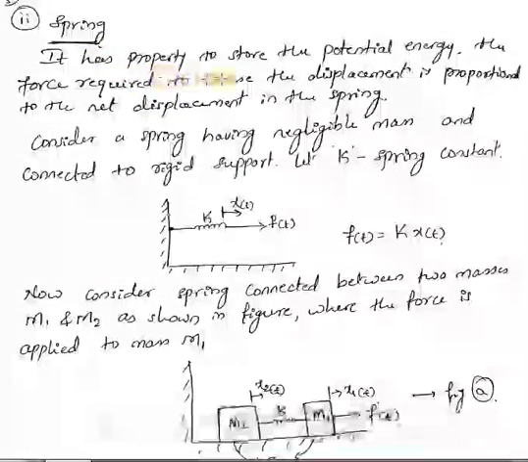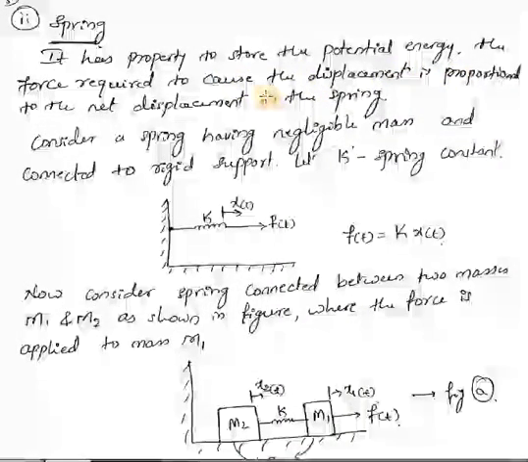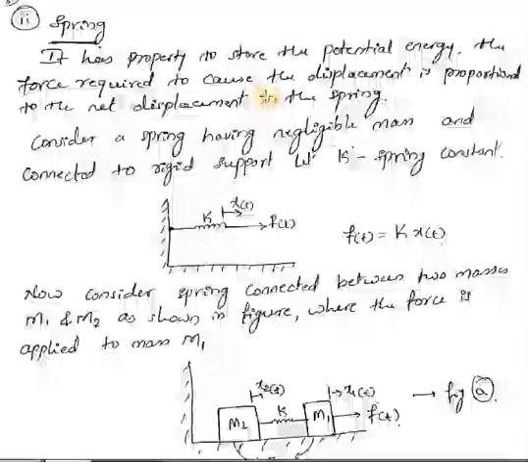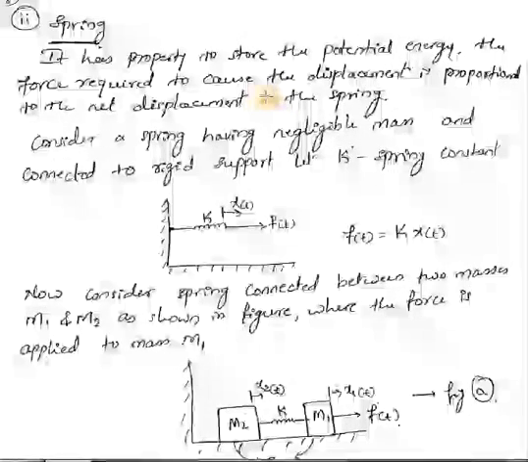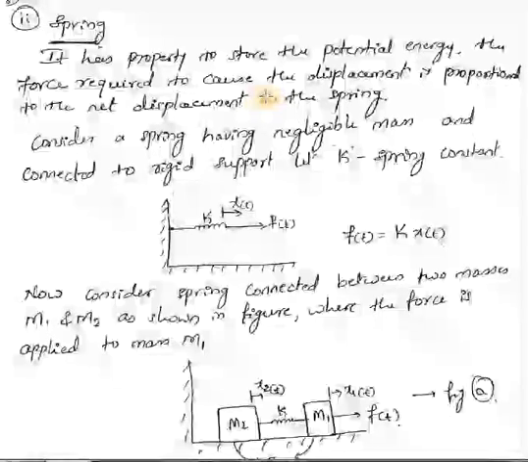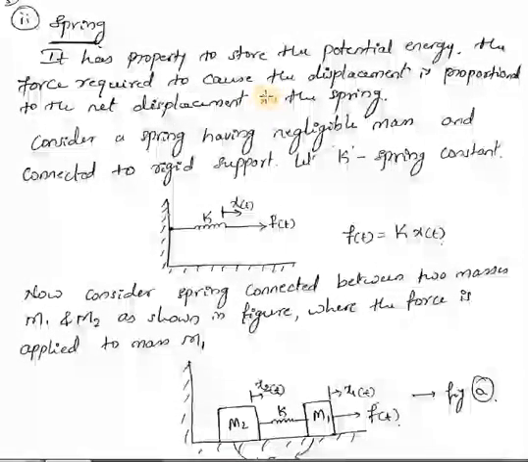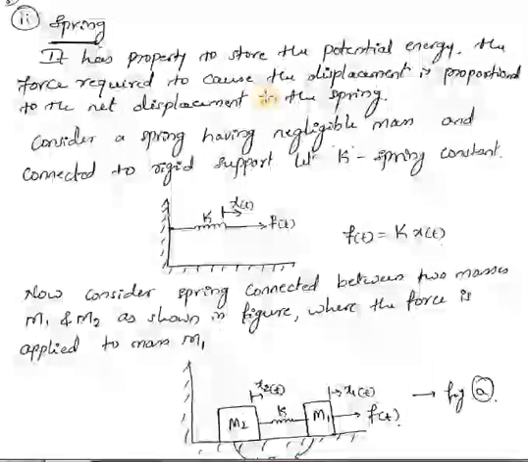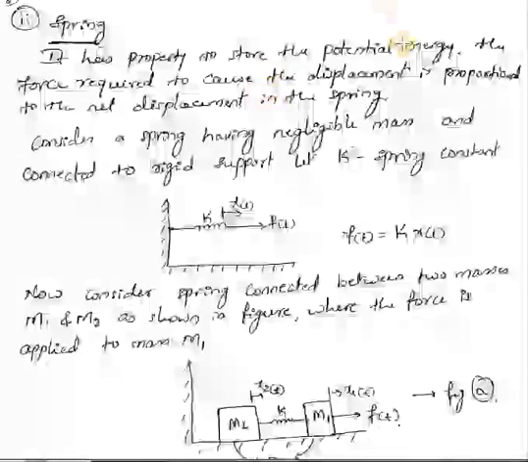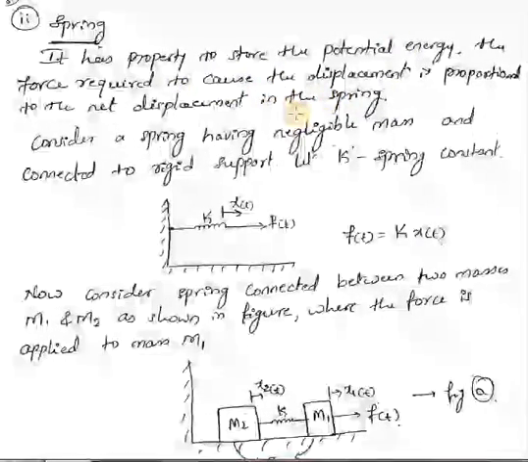So it has a property to store the potential energy, and the force required to cause the displacement is proportional to the net displacement in the spring. Whereas in case of mass, the force required to have this same displacement is proportional to the acceleration. So here it is proportional to the net displacement in the spring.